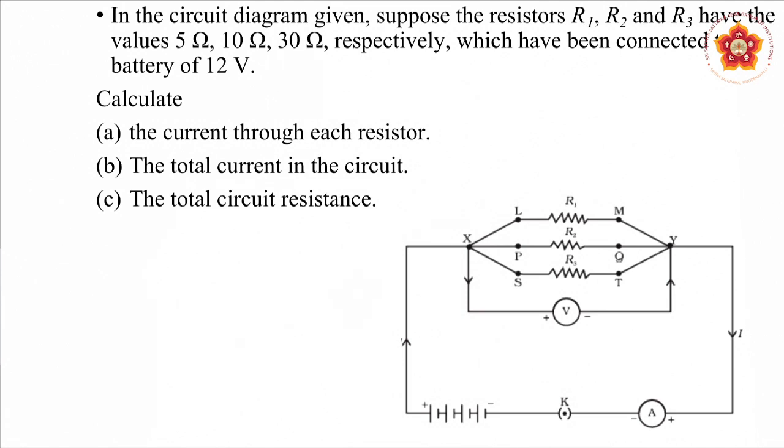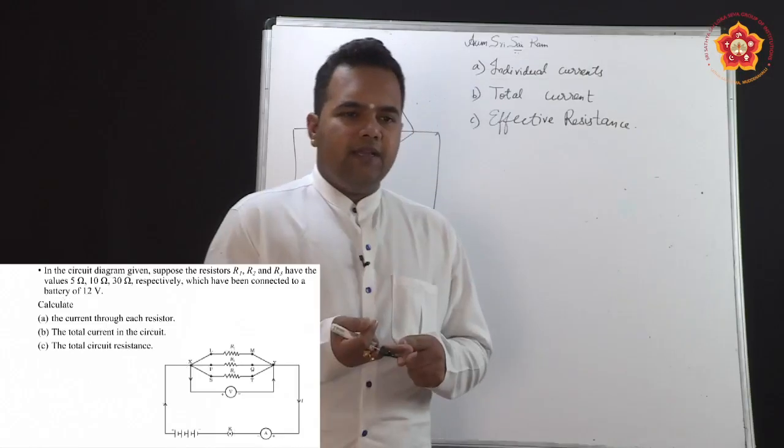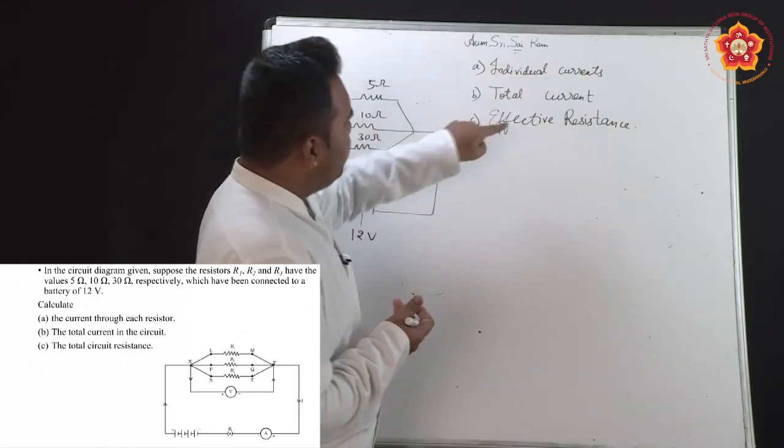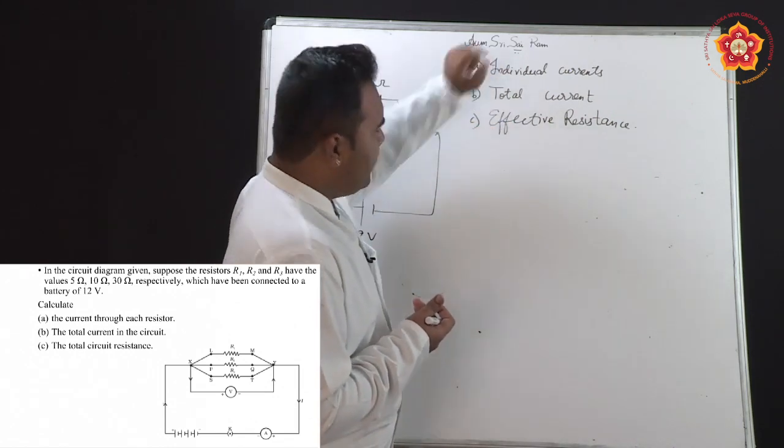The question goes thus: in the circuit diagram given, R1, R2, R3 have the values 5 ohms, 10 ohms and 30 ohms respectively, and they are connected to a battery of 12 volts. They are asking us to calculate the current through each resistor, the total current in the circuit and the total circuit resistance. Now if we go by the 4 steps, first we calculate resistance, then the total current, and then the individual currents.